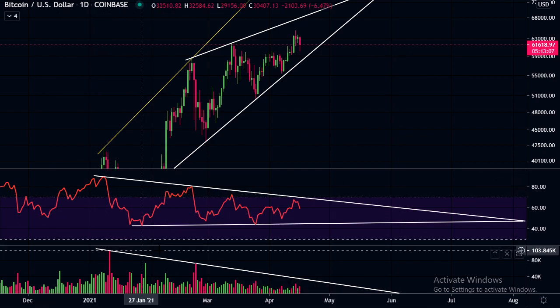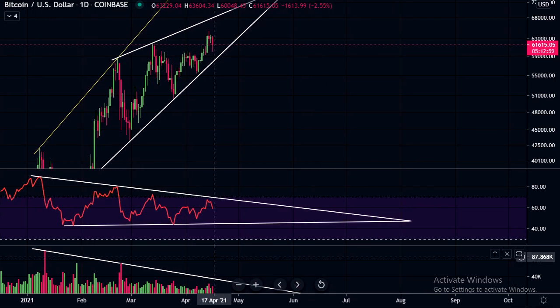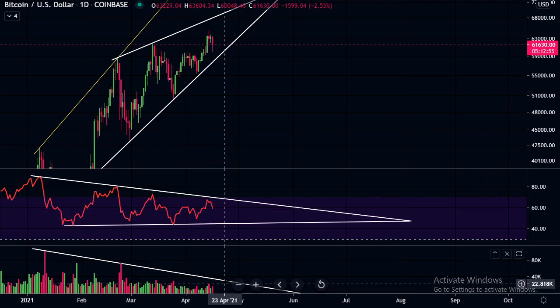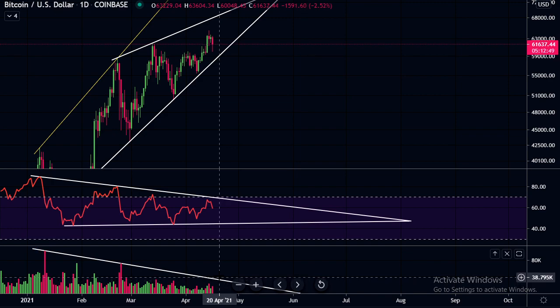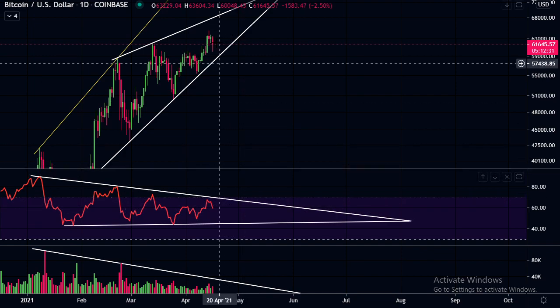And these sort of lines of resistance on the volume, they tend to like to break out around 75% of the way into the triangle. So we are pretty much at that level now. So I would be expecting a break of this on the volume sometime maybe over next week. And I think this will probably correspond with breaking this triangle here, and possibly also this triangle.